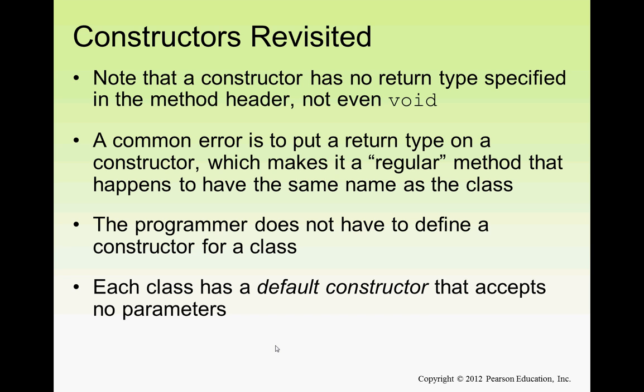A mistake that's made by programmers is putting a void return type on a constructor. Even if you put a void on there, putting any return type on a constructor turns it into a regular method, so it's no longer instantiated. It cannot be invoked, and it leads to error messages. So you have to make sure that you do not put a return on a constructor.